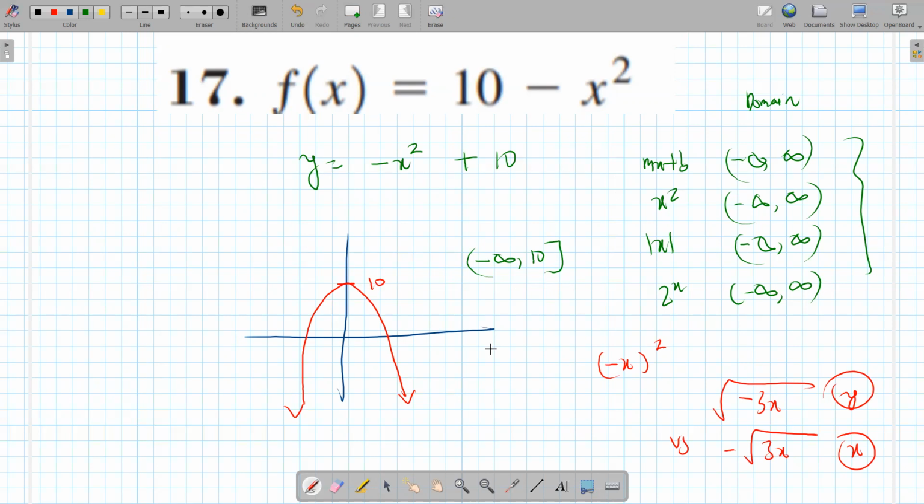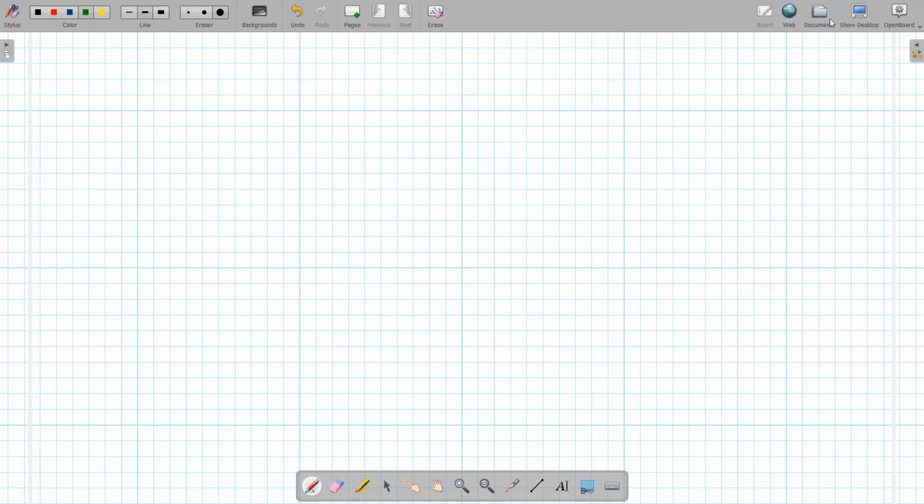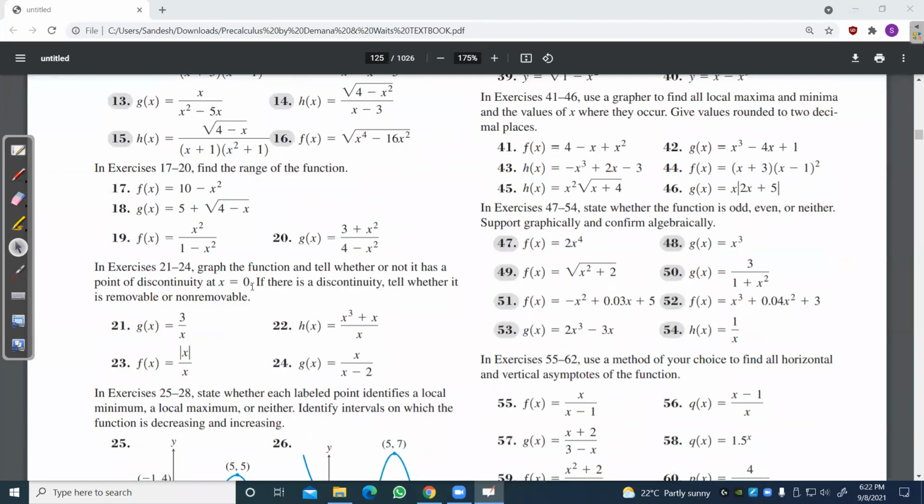Yes. 10, yeah, because the parent function is x squared plus 10. So x squared equals the parent function. All right, let's move on to 21. What does it say?